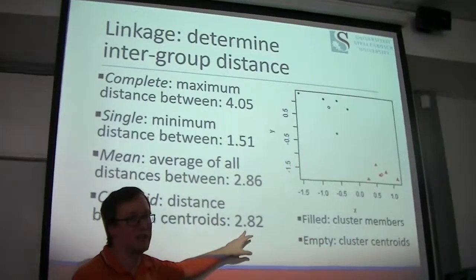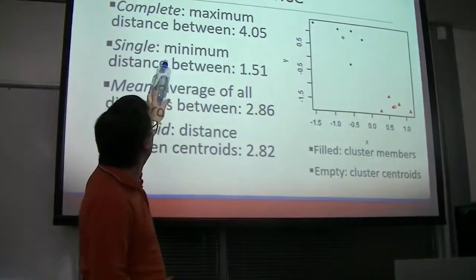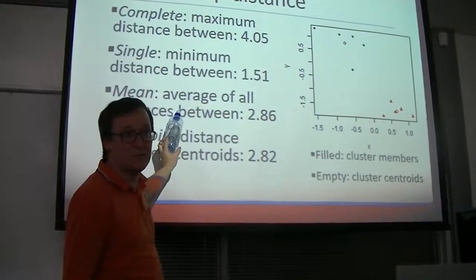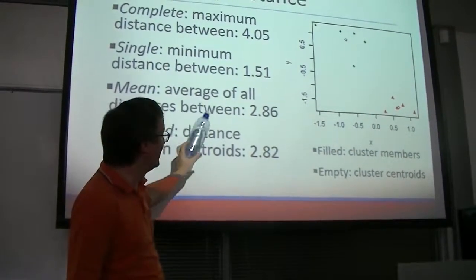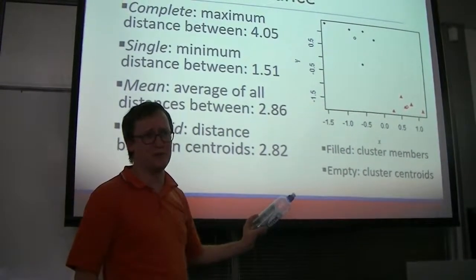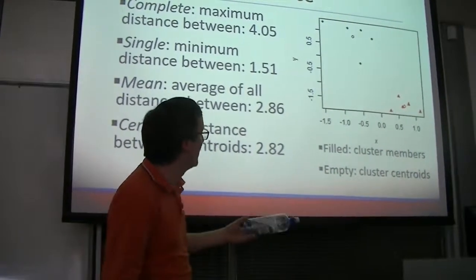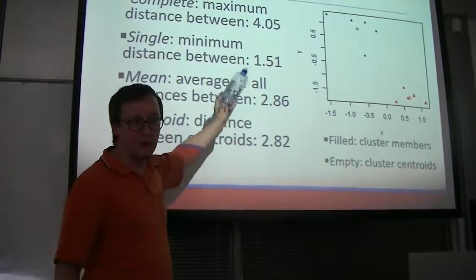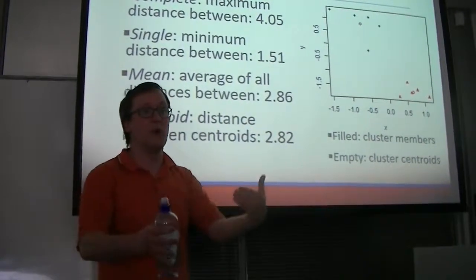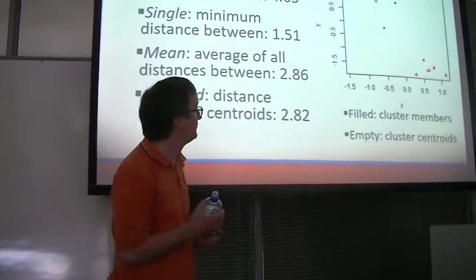And that is 2.82. As you might expect, the mean distance between data point pairs and the distance between the centroids is very, very similar to each other. But you'll sometimes see one used in preference to the other. Okay, so these are all different ways that we can judge what linkage is best in building our clusters.